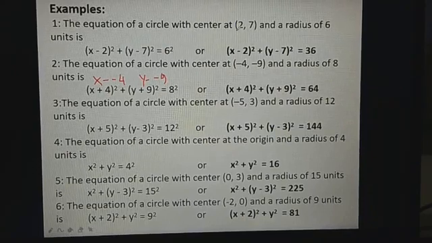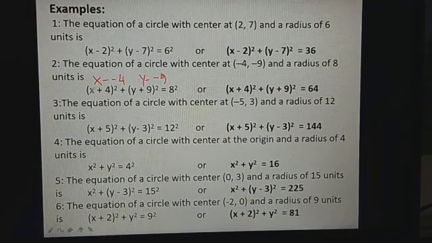So, in short, ganito na lang ang tandaan nyo. Kung ang coordinates niya ay positive, pagdating sa equation, negative yung sign ng quantity. Kung ang coordinates niya ay negative, pagdating sa equation, ang quantity niya magiging positive. So, yun na lang yung tandaan natin, ha?